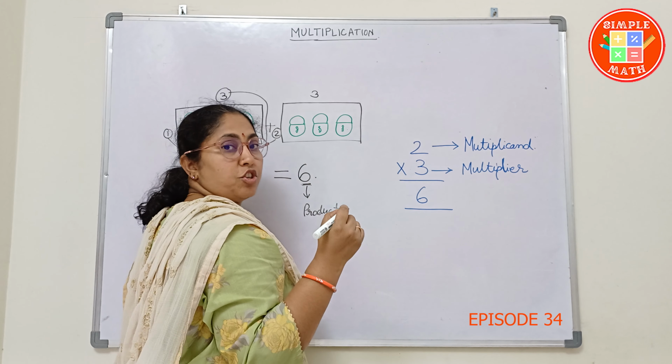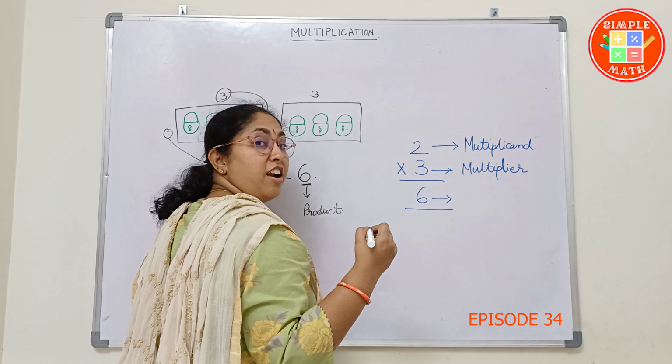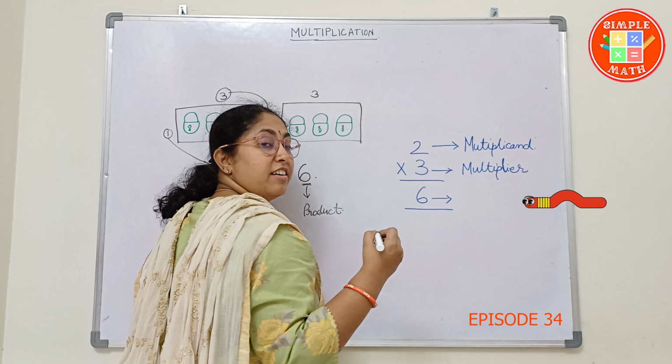The second number is called multiplier and the answer in multiplication is called product. What is the answer in multiplication called? Product. So what are the terms in multiplication? We have 3 terms, that is multiplicand, multiplier and product. Clear, children? This is about multiplication.